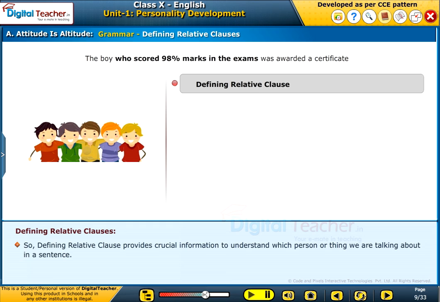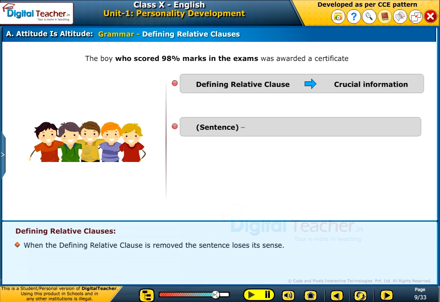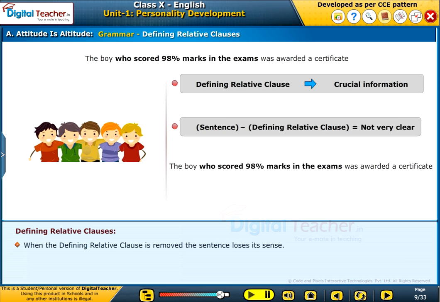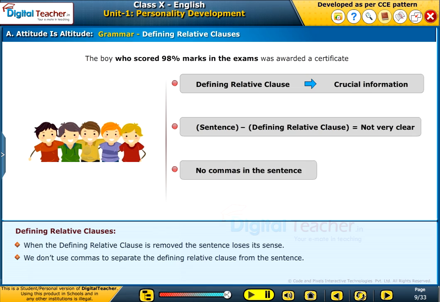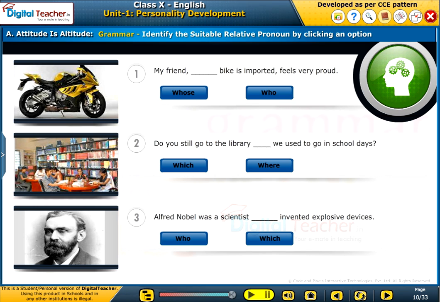So, defining relative clause provides crucial information to understand which person or thing we are talking about in a sentence. When the defining relative clause is removed, the sentence loses its sense. We don't use commas to separate the defining relative clause from the sentence. Identify the suitable relative pronoun by clicking an option.